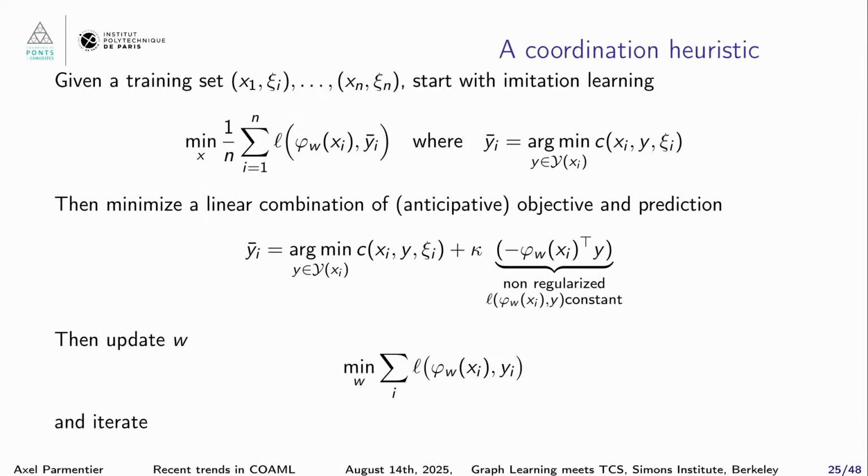And we implemented that heuristic, and it worked pretty well. So basically, you iterate. You learn with your targets, you update the targets to coordinate, you learn, and you iterate 10 times, and we observe that it works pretty well. And what we understood 2 years later is that it was in fact an exact algorithm.